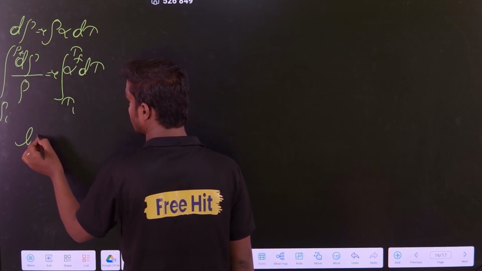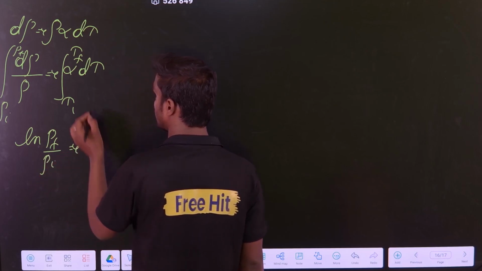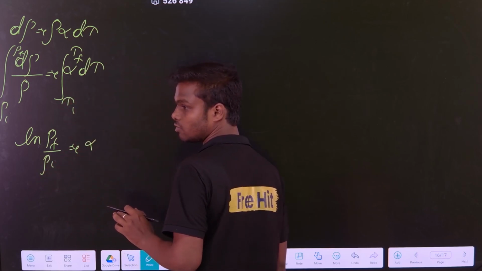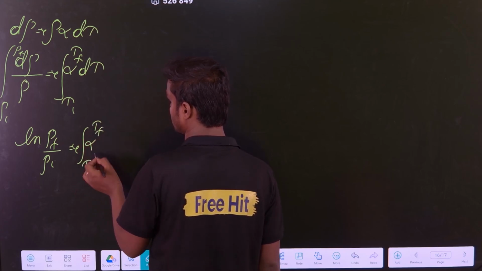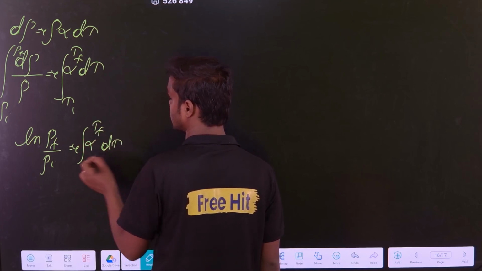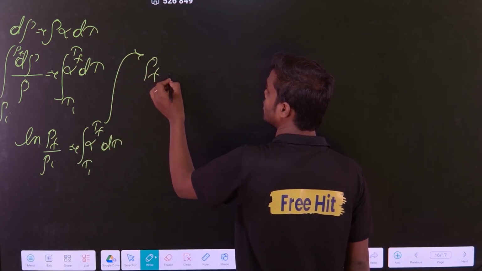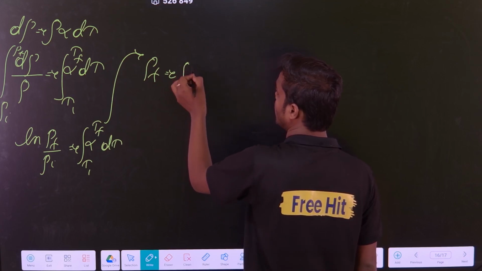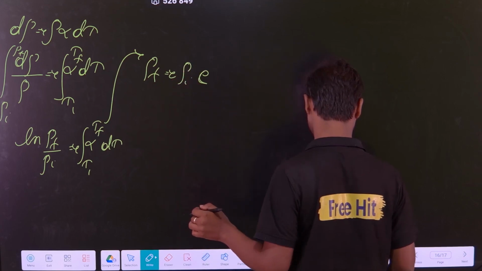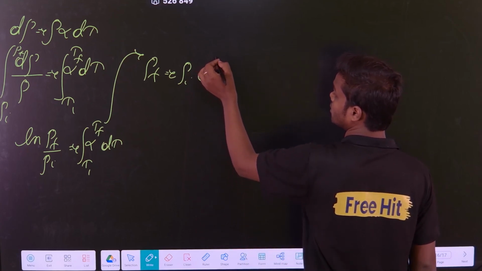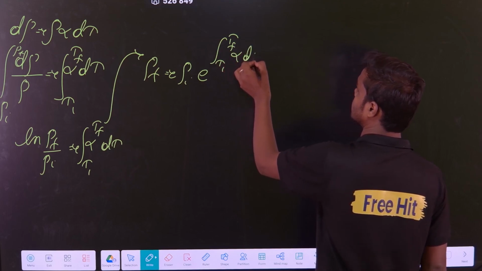So from here what you will get, ln of rho final by rho initial is equal to the integral of alpha dt, because alpha can be a function of temperature, no? We don't know about this. So from here we have got rho f is equal to rho i e to the power integration from Ti to Tf of alpha dt.